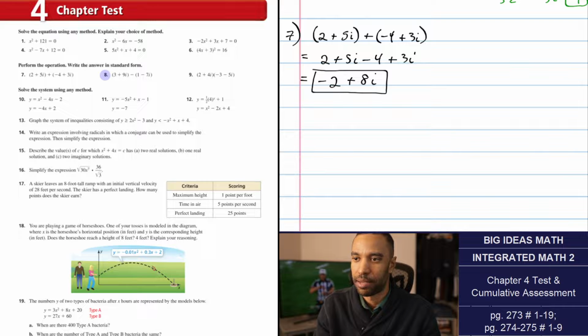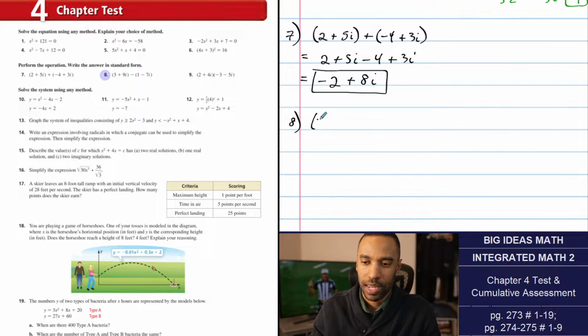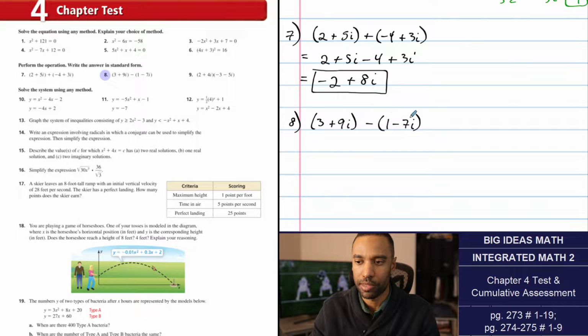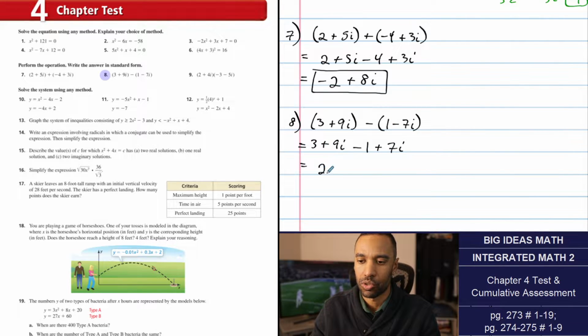This is a minus this time. 3 plus 9i minus 1 minus 7i. This time we distribute the negative into the second quantity. This is 3 plus 9i minus positive 1 minus negative 7i, so that's a plus, which becomes 2 plus 16i.